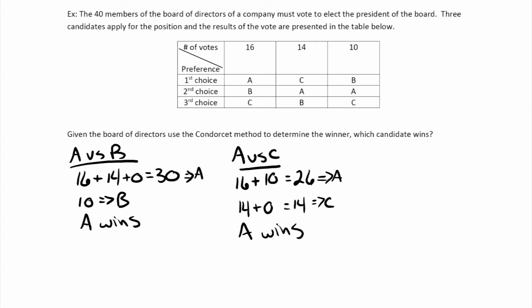So in this small election, A versus B, A wins, and A versus C, A also wins, so that means that A is the overall winner because it defeated both B and C in head-to-head competition.